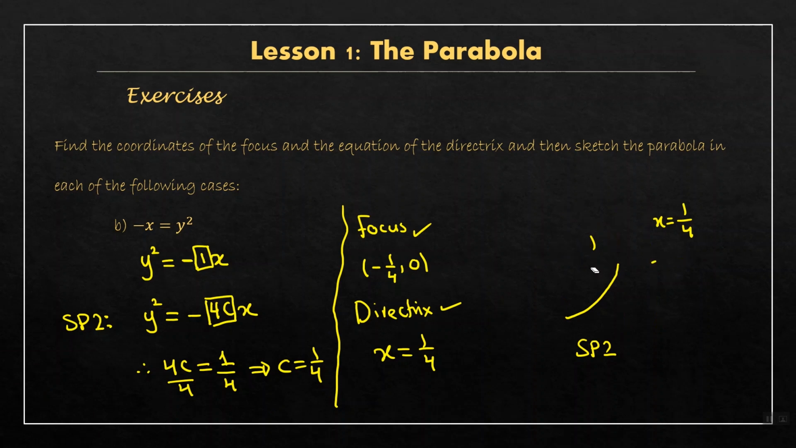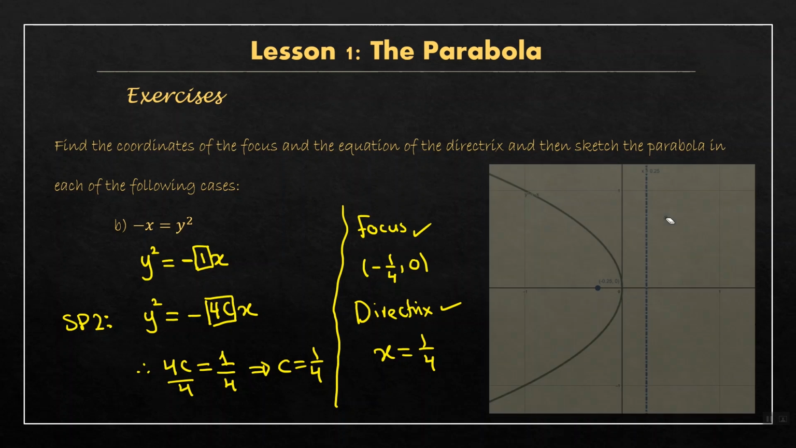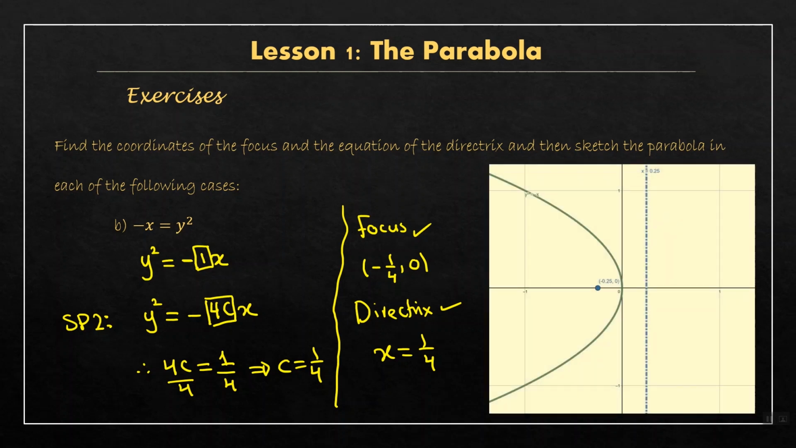Now you can look at the exact drawing of the parabola right now. So this is the exact drawing of the parabola. This is negative 0.25, which is 1 over 4, and that's x is equal to 0.25, which is 1 over 4. So that's your focus on the left-hand side, and directrix on the right-hand side, and the parabola is enclosing the focus.